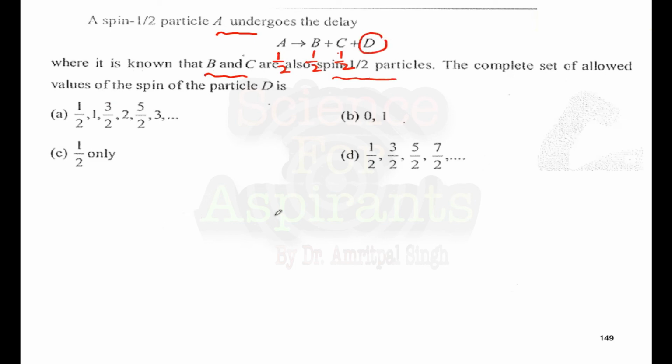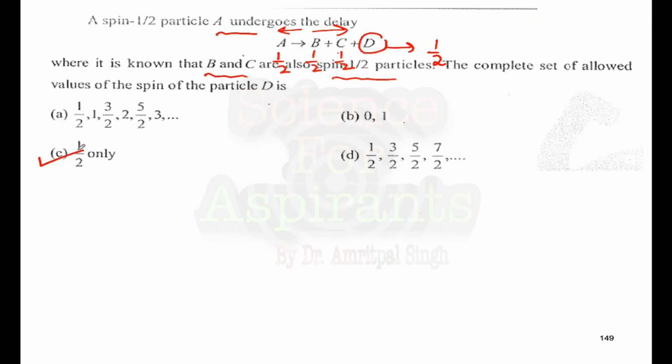As we have studied in the beta minus and beta plus decay, the total spin angular momentum should be conserved. So if it has half integral spin on the left hand side, then it should have half integral spin on the right hand side in order to have conservation of total angular momentum. So the only value D can have is 1/2. So the correct option for this question is 1/2.